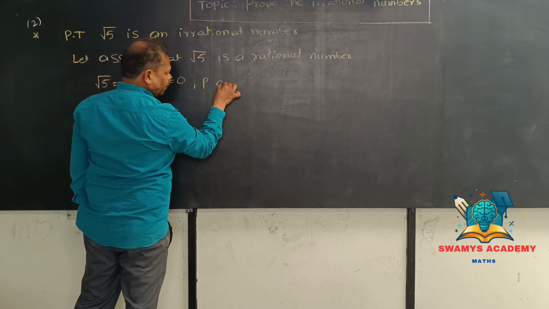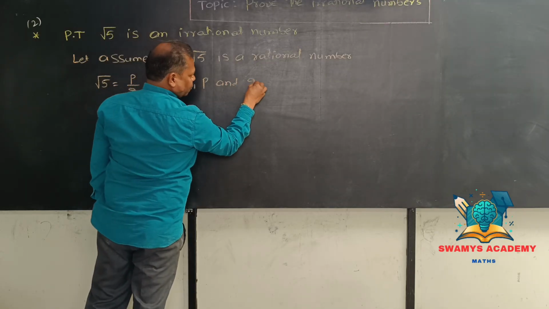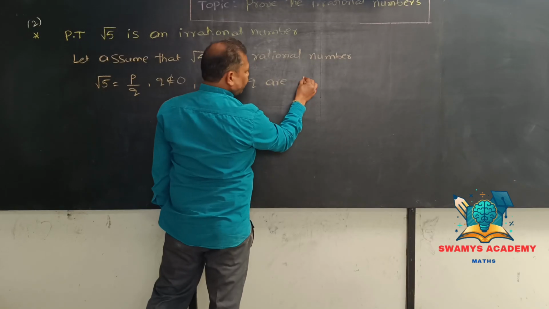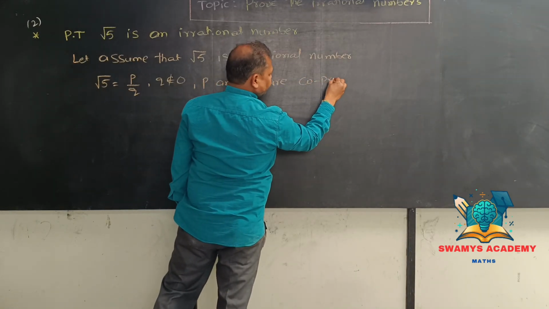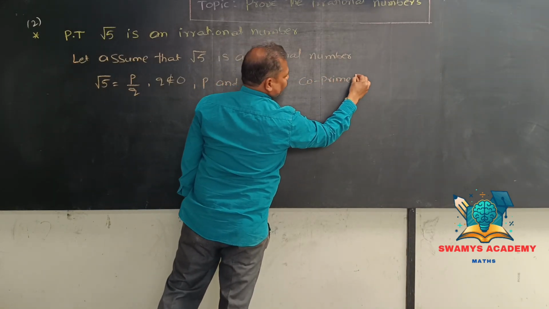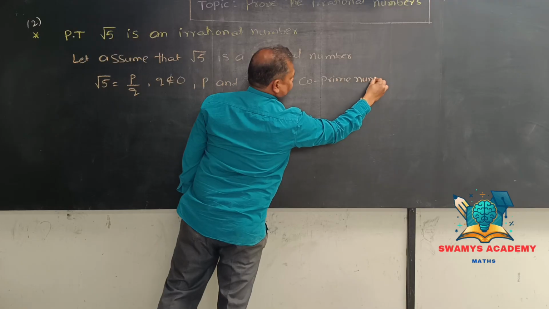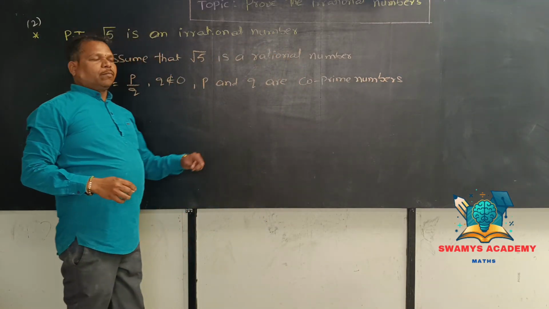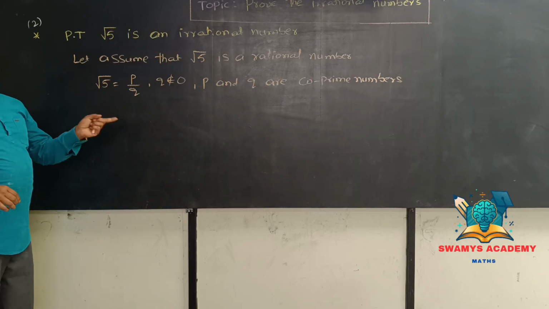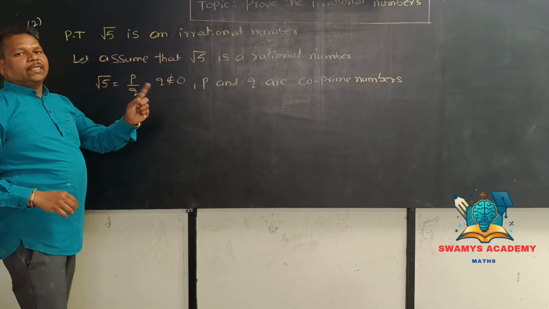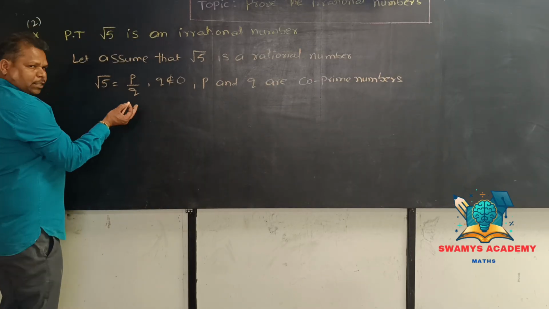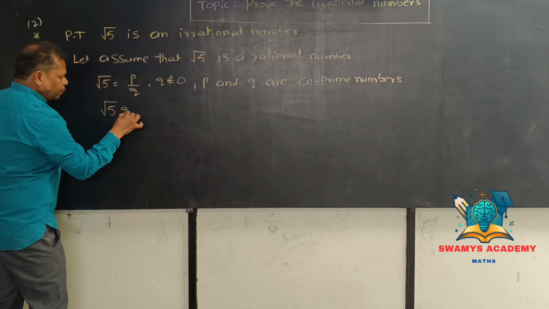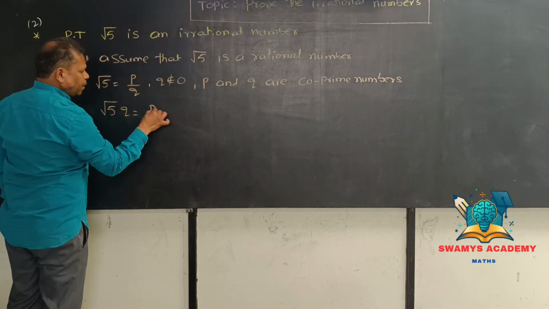P and q are co-prime numbers. Co-prime numbers means they will not be divisible by any other number except 1. So next, cross multiply: square root of 5 into q equals p.